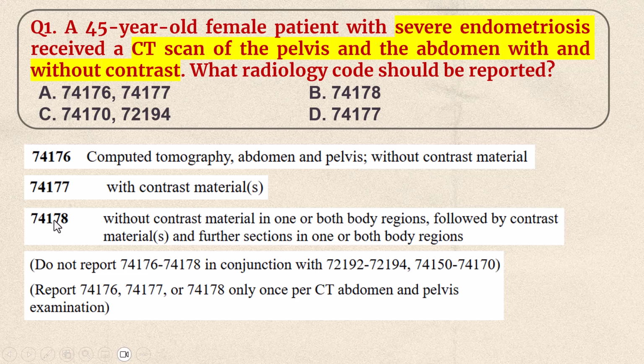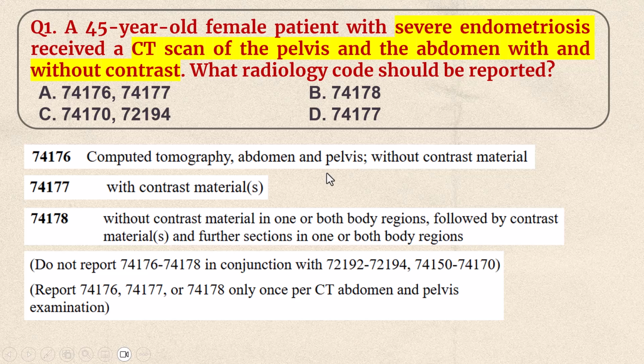That is 74178. That is computed tomography, abdomen and pelvis, without contrast material in one or both body regions, followed by contrast material and further sections in one or both body regions. Here you can see 176 is without contrast material, 177 is with contrast material, but 178 is with and without contrast material. So in this case, we have used CT scan of pelvis and abdomen with and without contrast material. So both procedures are included in the single code, that is 74178. So instead of A, you have to select the answer B.